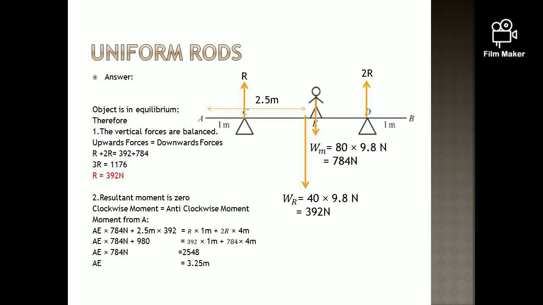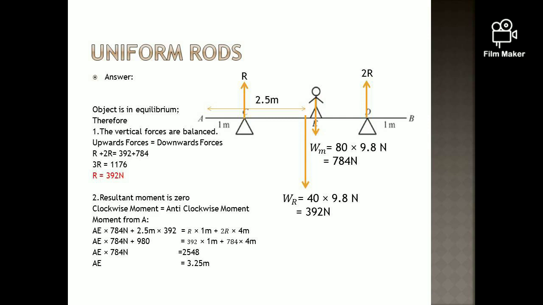Now let's focus on the diagram. Since the rod is uniform, we can mark the center of gravity 2.5 from A or B, since it's half of the total length of the rod, 5 meters to 2.5 meters. So you can mark the weight. The mass is 40, so the weight is 40 times 9.8, that is 392 newtons. And the weight of the man is 80 times 9.8 newtons, that is 784.